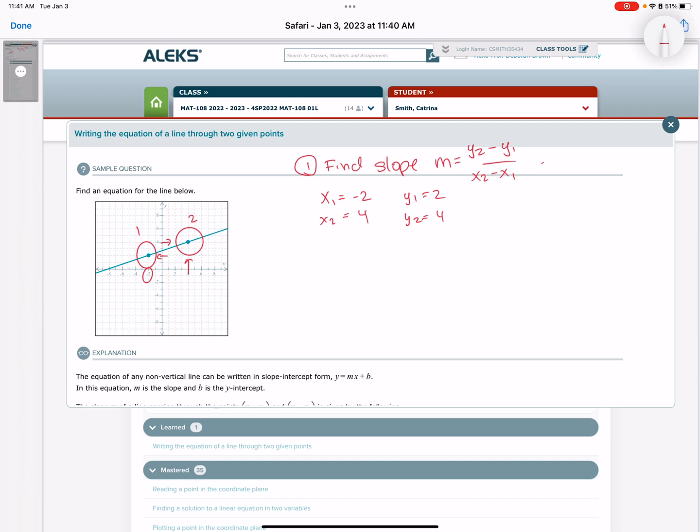So let's go ahead and plug this into the equation. I get 4 minus 2 over 4 minus negative 2. So 4 minus 2 is 2. 4 plus 2 is 6. So it's 1/3 is my slope. Okay, so that's the first step.